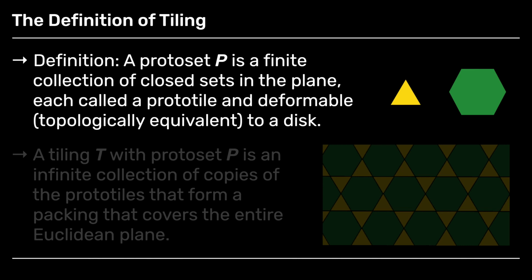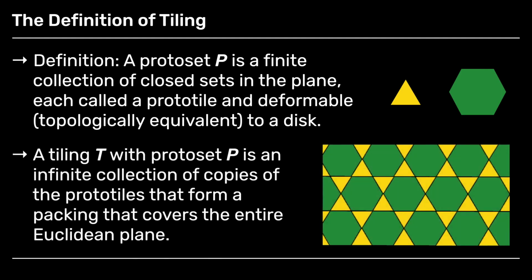So the definition will say a protoset is a finite collection of closed sets in the plane, each called a prototile, and each deformable, another word for that is topologically equivalent, to a disk. And in this example, I have two prototiles. And then we say a tiling T with protoset P is an infinite collection of copies of the prototiles that together form a packing and a covering of the entire Euclidean plane. So in this example, you see this tiling by my two prototiles that is both a packing and a covering of the plane.